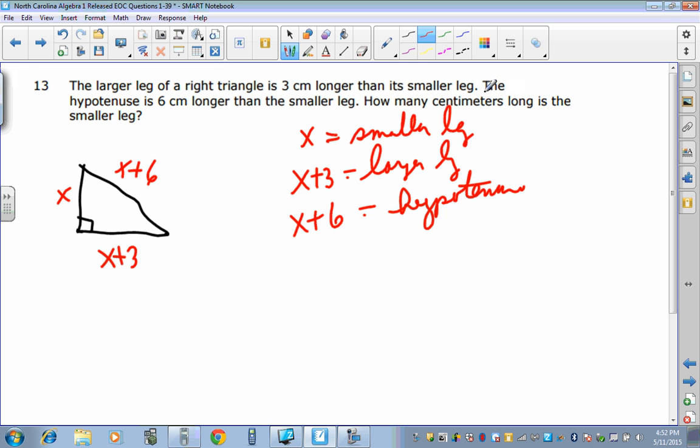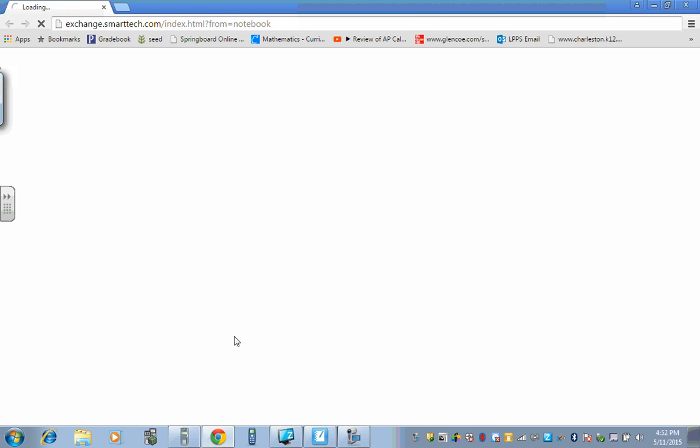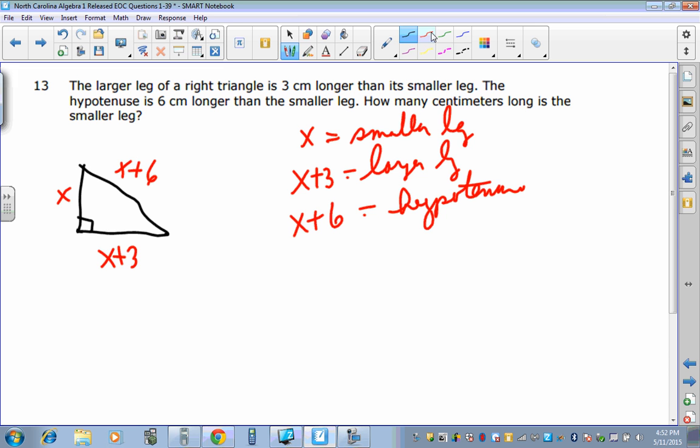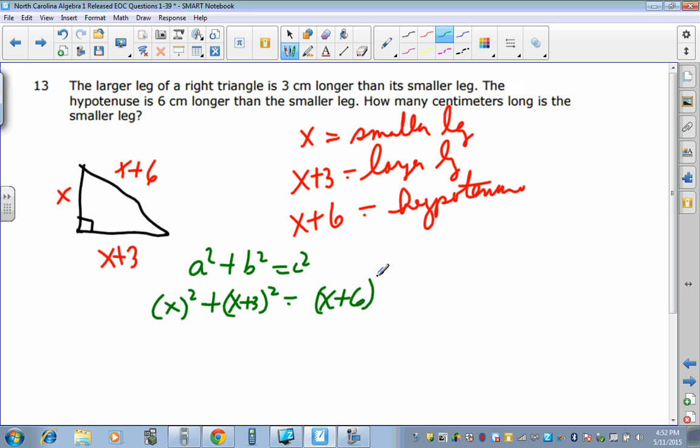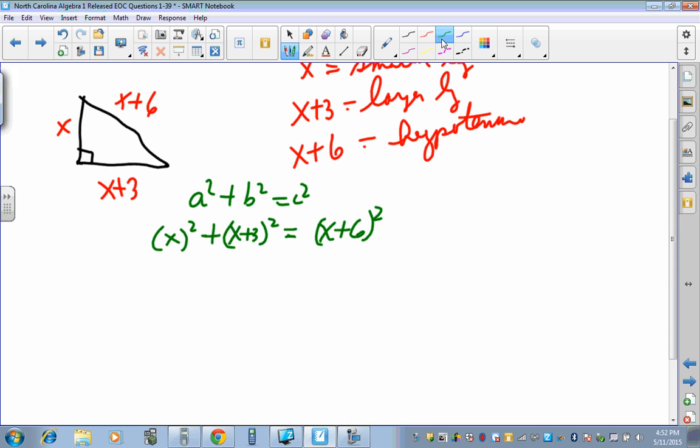Okay, how many centimeters long is the smaller leg? First of all, since it's a right triangle, we know that we can use our Pythagorean theorem, which is a squared plus b squared equal to c squared. Doesn't matter what a and b are, it can be either leg as long as we remember to make c the hypotenuse. So we're going to have x squared plus (x plus 3) squared equal (x plus 6) squared. And we're going to have to solve this.